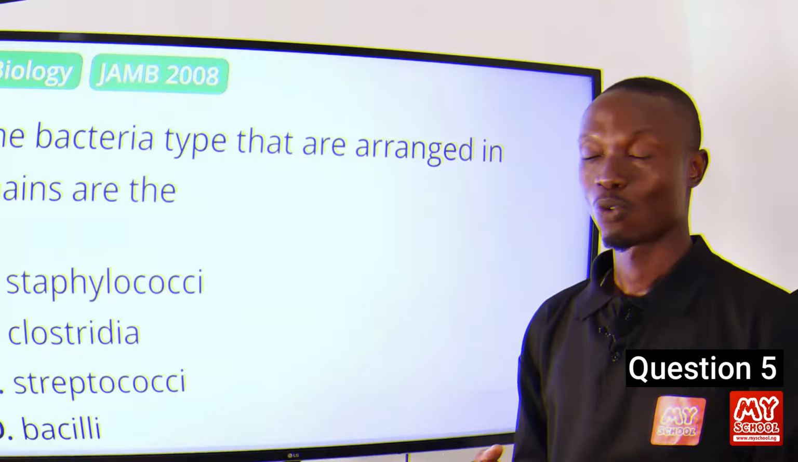While we have Clostridia and bacilli, they're almost the same, in the sense that they belong to the genus of rod-shaped, usually gram-positive bacteria. While option C, streptococci, refers to bacteria characteristically grouped in chains that resemble string or beads. So that makes option C the correct answer to this question, streptococci. Question 6.